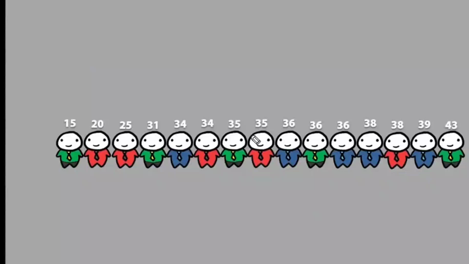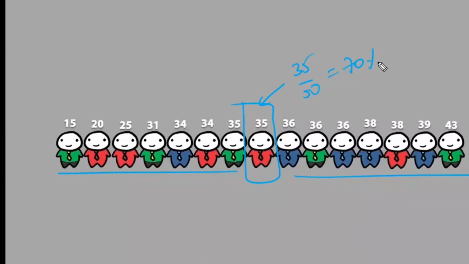So here, if you go with the center position, in total how many are there? 15. What is the center position? The 8th position is the center. What is the 8th position here? Left side 7 students are there, right side 7 students are there. He is in the center position. Now what is his percentage? He has got 35 out of 50, which is nothing but 70%. That is percentage: 70% he has got in that particular exam.